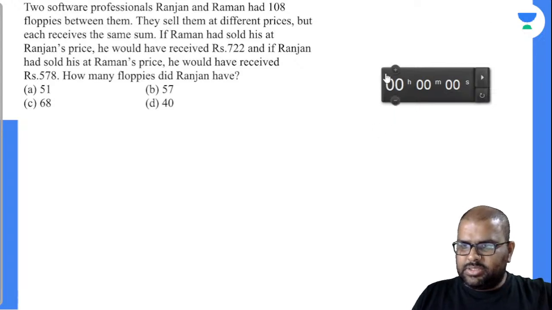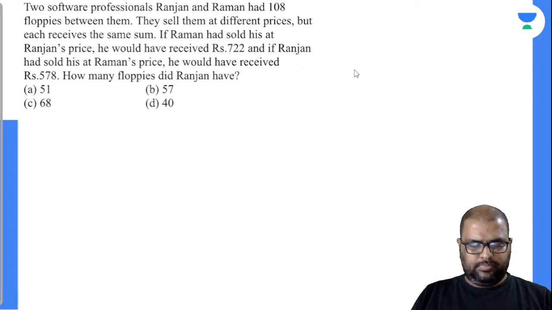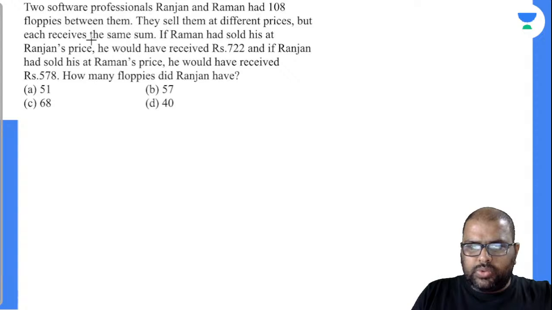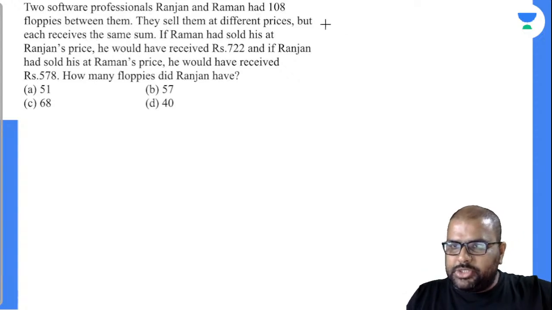Any answers for this? So I'll write down the equation there. Dekho. Two software professionals, Ranjan and Raman.